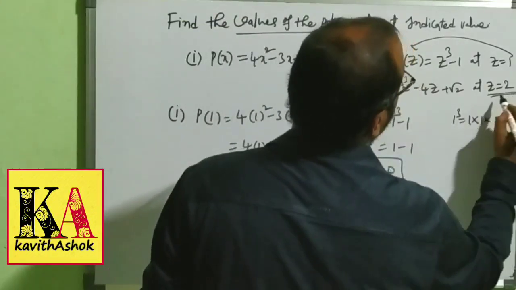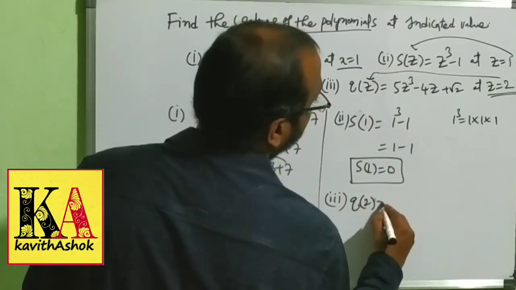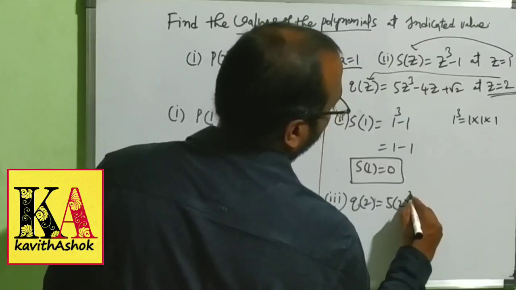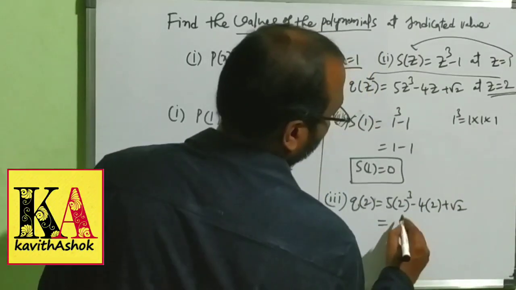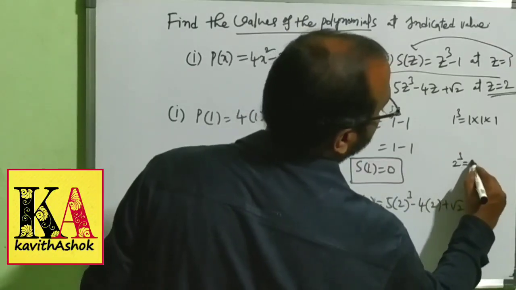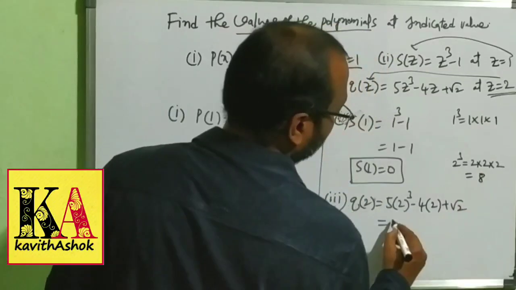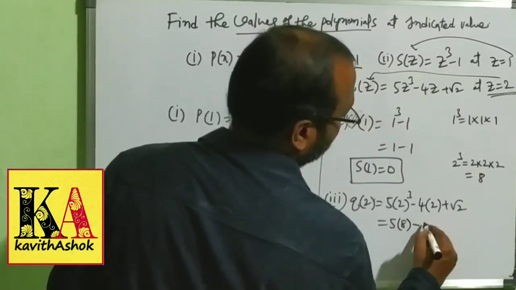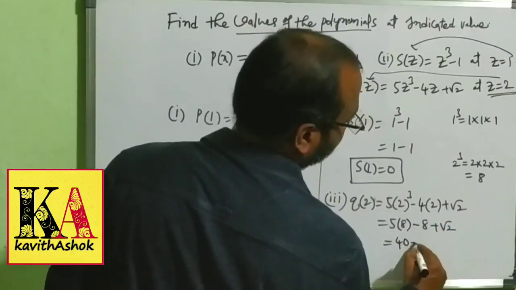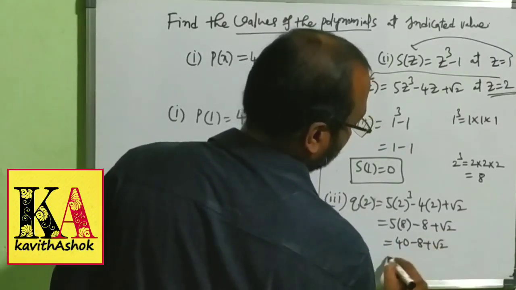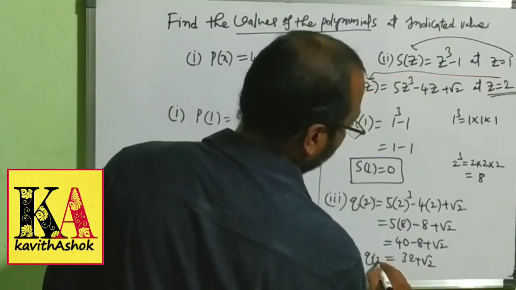Z is equal to 2 is this. We will replace z value as 2. So q of 2 is equal to 5 into 2 cube minus 4 into 2 plus root 2 cube. You already know 2 cube in the sense 2 into 2 into 2, 3 times. So simply 8. 5 into 8 minus 8 plus root 2. 5 eights are 40, minus 8 plus root 2. So this is simply 32 plus root 2. This is the one, q of 2.